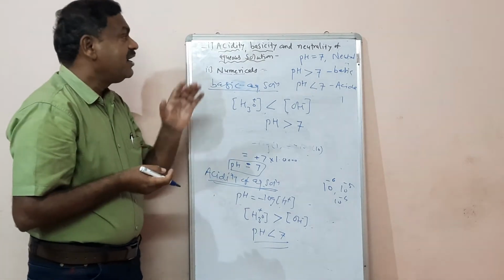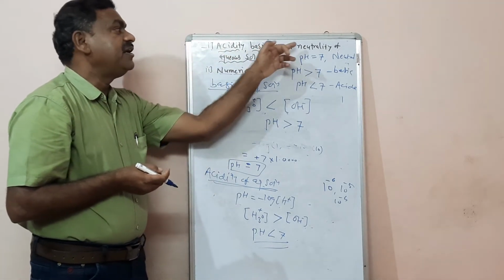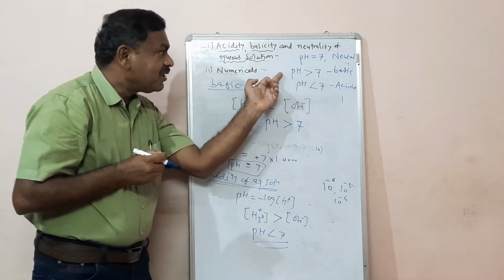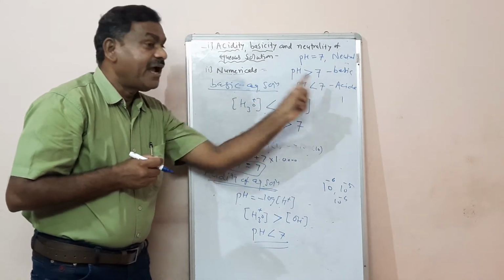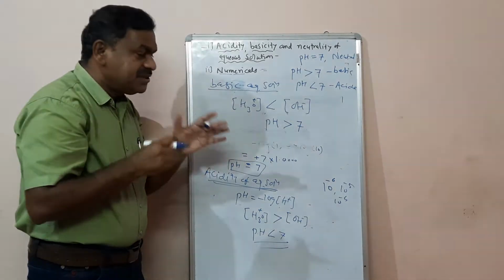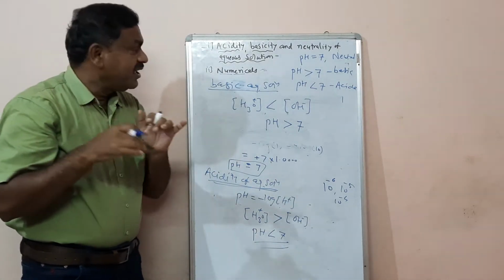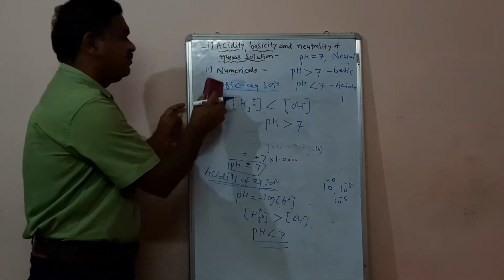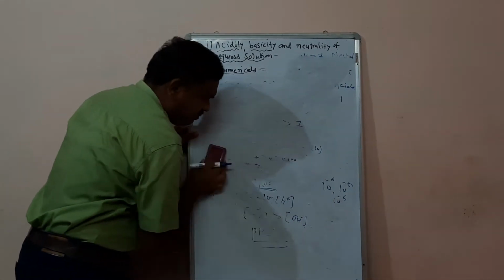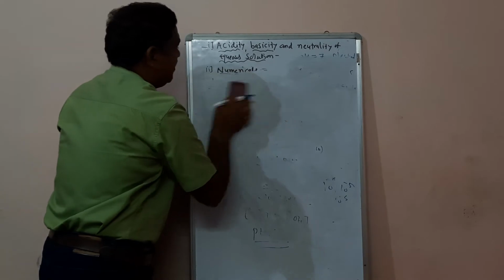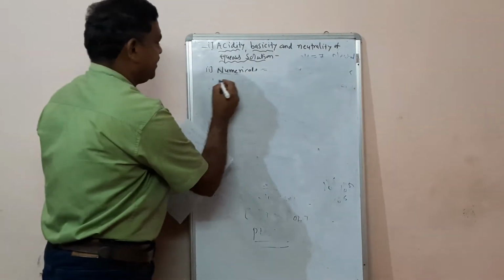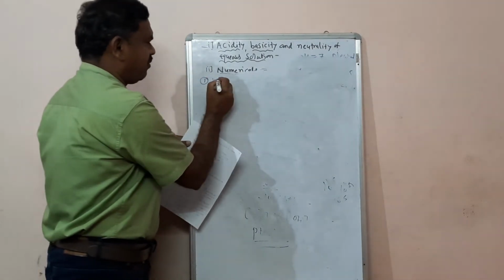Now this is about the acidity, basicity and neutrality of aqueous solutions, and these are recorded according to the pH scale. Now next point, we have to solve one more numerical problem. What is that numerical? First, write down the problem.